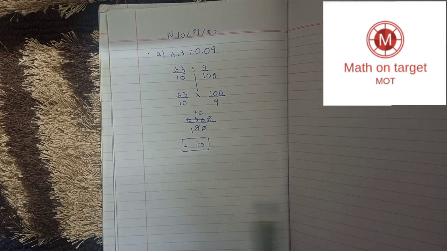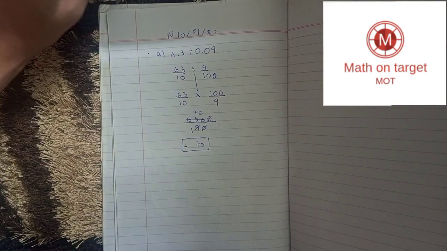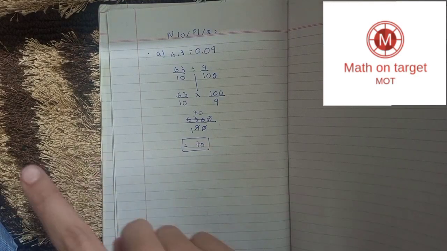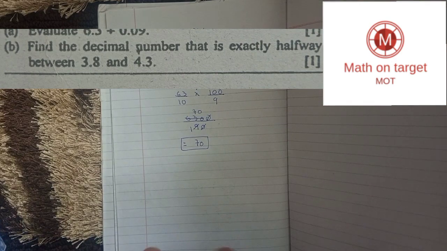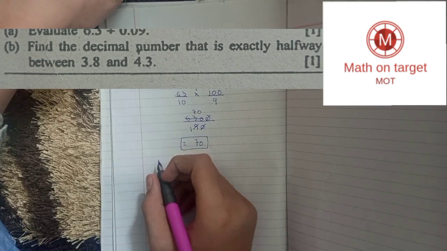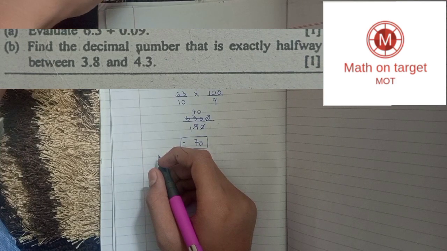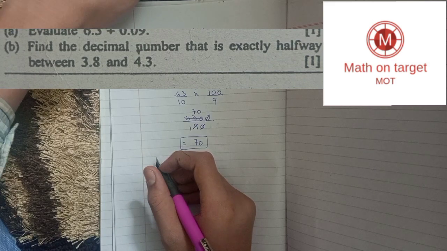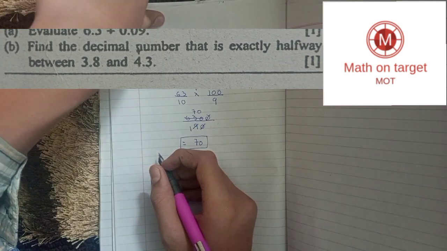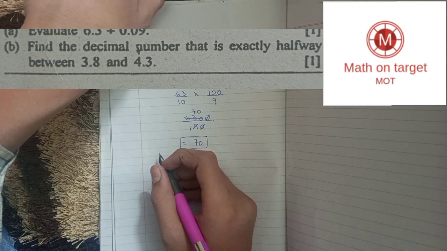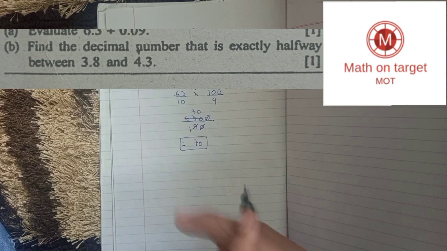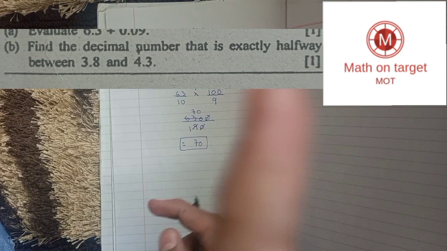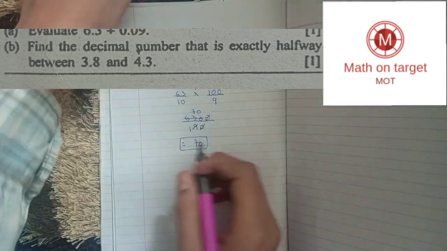So the part B is on your screen right now. It was difficult to write it, so I'm showing it on your screen right here. So you can just check the question here, and we are moving to the solution. So the question is, find the decimal number that is exactly halfway between 3.8 and 4.3. So we have to add 3.8 and 4.3, because we need the number which is exactly halfway between 3.8 and 4.3.